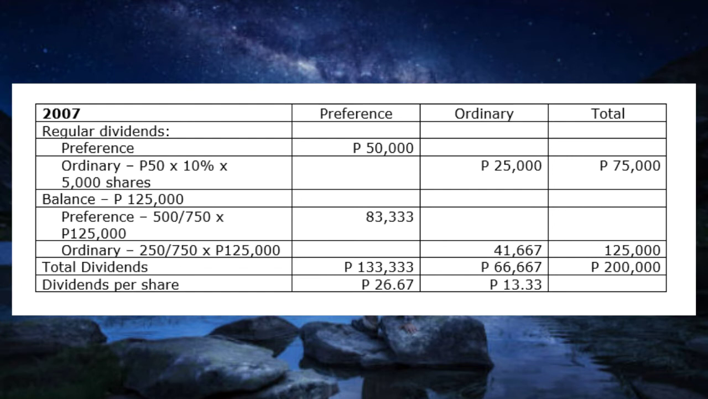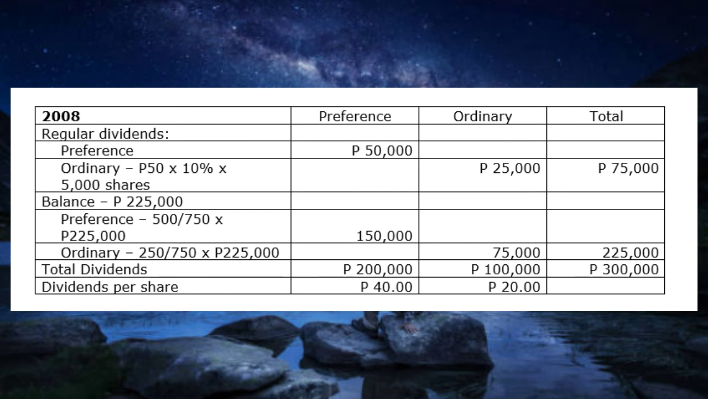Total dividends, preference: 133,333. Ordinary: 66,667. Total of 200,000. Dividends per share, preference: 26.67 pesos. Ordinary: 13.33 pesos.